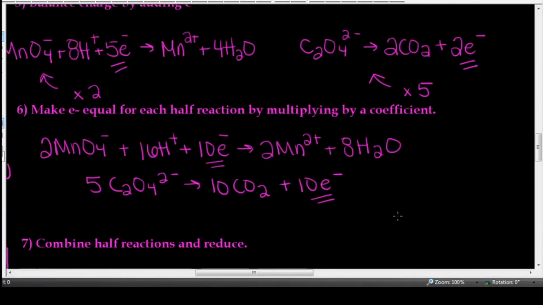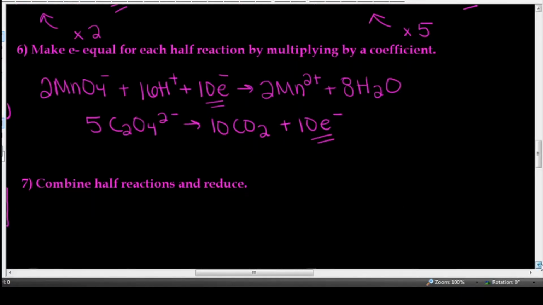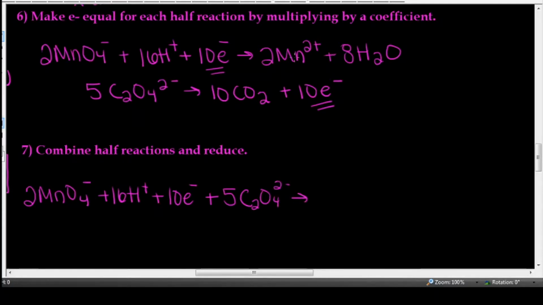And now I get to combine and reduce. So this is the fun part where we put it all together. See, I told you this was a fun little logic exercise. Let's scroll down. I'm going to put all of my left-hand side stuff together. So I've got 2 MnO4 minus plus 16H plus 10 electrons plus what's on the left-hand side of my other half reaction, the 5 C2O4 2 minus, and the right-hand sides of my reactions, my products, 2 Mn2 plus 8 H2O plus 10 CO2. Ooh, look, I made it fit.